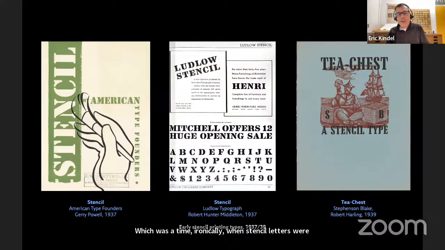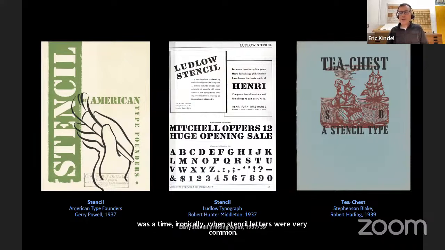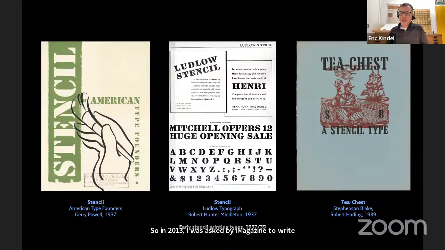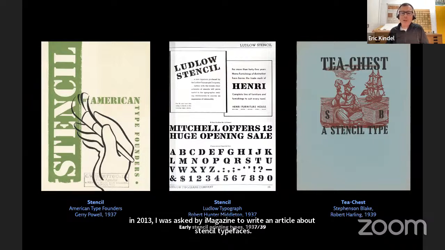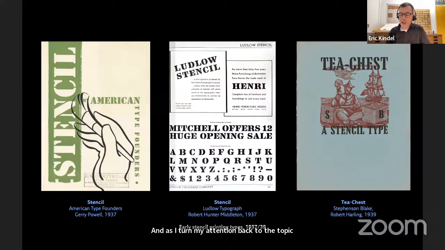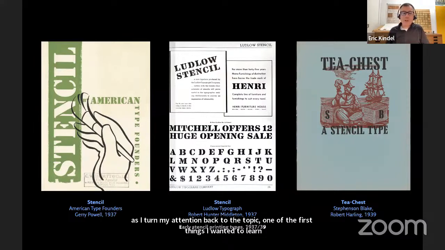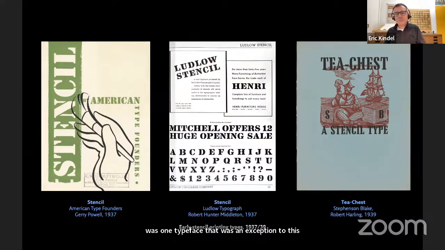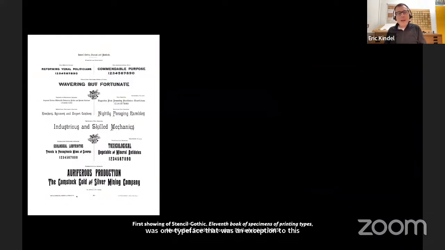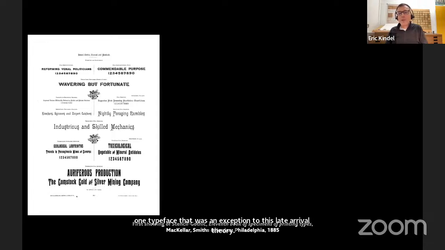So in 2013, I was asked by iMagazine to write an article about stencil typefaces. And as I turned my attention back to the topic, one of the first things I wanted to learn more about was one typeface that was an exception to this late arrival theory. That typeface is called Stencil Gothic, which I saw in Ray Nash's chapter in Nicolette Gray's 1976 book, 19th Century Ornamented Typefaces. Stencil Gothic was released by McKellar Smiths and Jordan in 1885, and here's how it appears in their specimen book of that year.